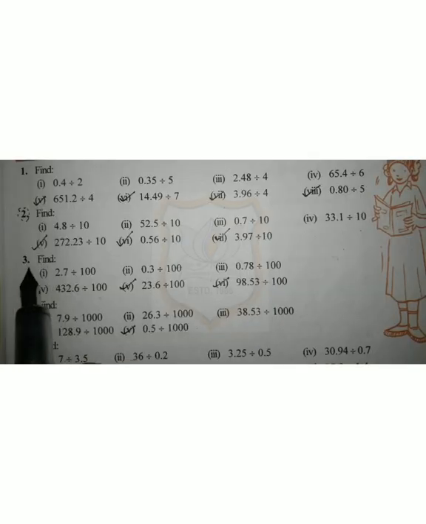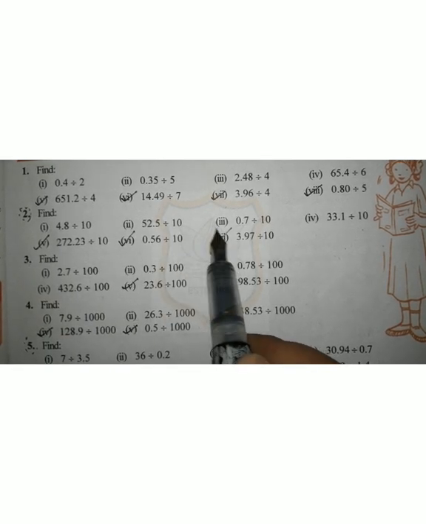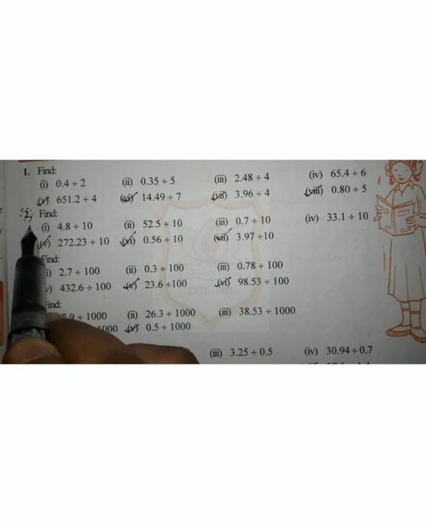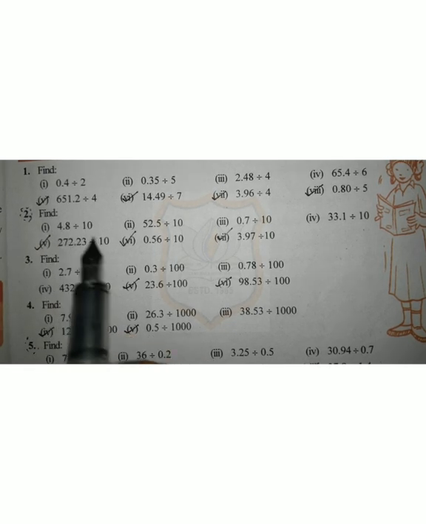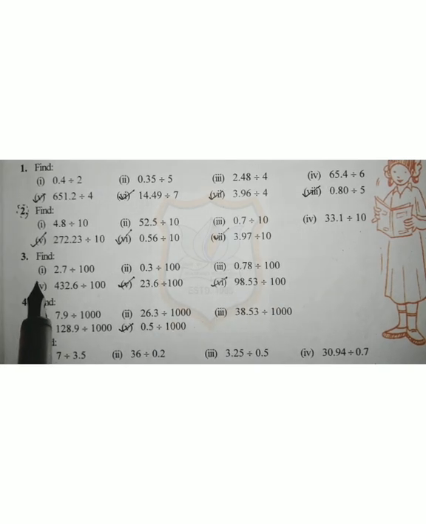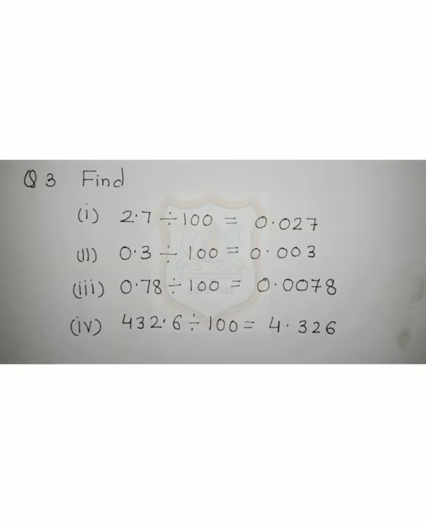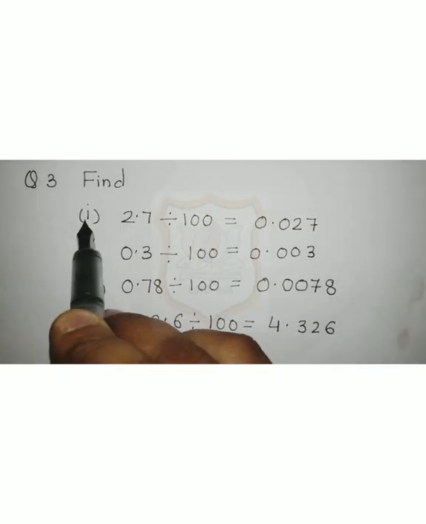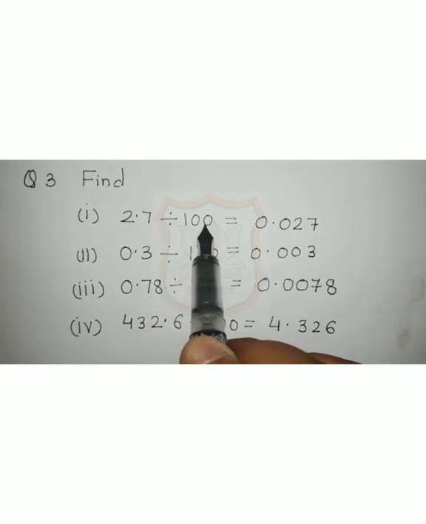Now students, part 5, part 6 and part 7 of question number 2, exercise 2.7, you have to do yourself as homework. Now let's solve question number 3, part 1, and that is 2.7 divided by 100. So let's solve part 1 of question number 3, that is 2.7 divided by 100.